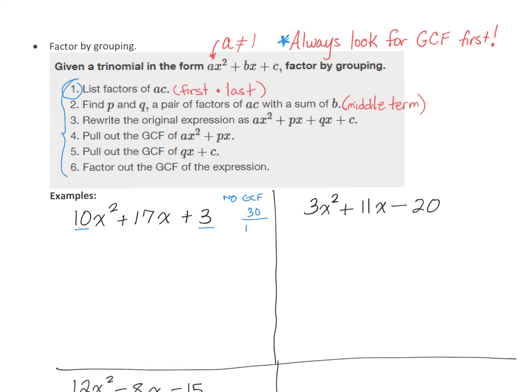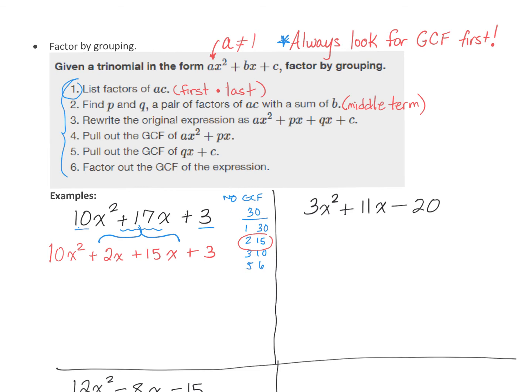And just like before, we're going to list factors of 30. 2 times 15, 3 times 10, and 5 times 6. And I'm looking for two numbers in that list that I can get a 17 out of. So in this case, I can get a 17 out of 2 and 15. So I am going to rewrite this 10x squared plus 2x plus 15x plus 3. So all I've done there is taken this middle term and broken it up into two terms.